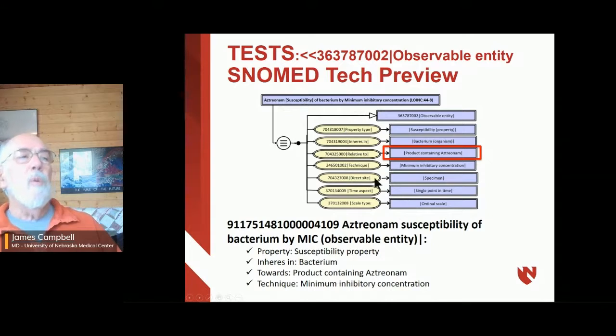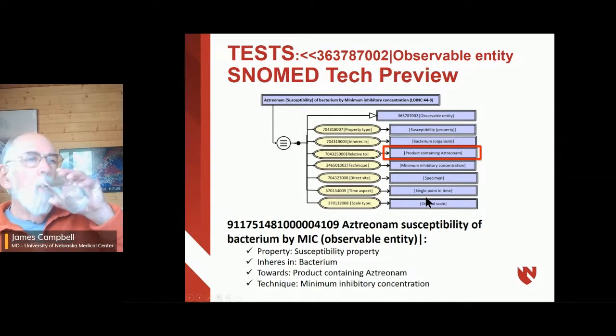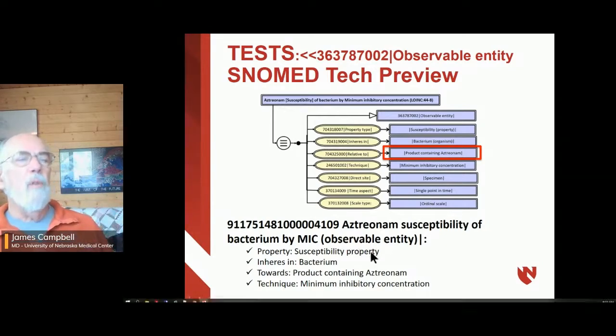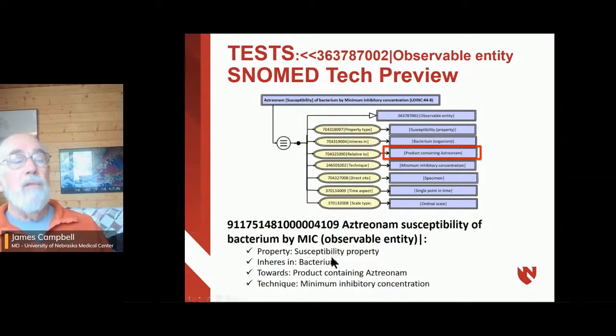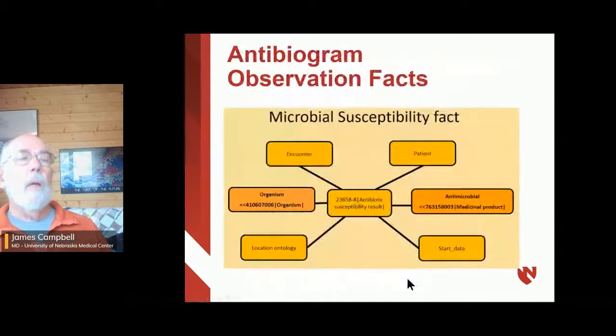And the relationships which define this particular concept, as specified by the Observables concept model, basically identify this as a susceptibility test, that it's about a bacterium, and importantly, it points to the antibiotic that is being tested in this particular test, namely aztreonam. So I think you can appreciate that this is a relationship which basically links the test report to the antibiotic that we may want to select.